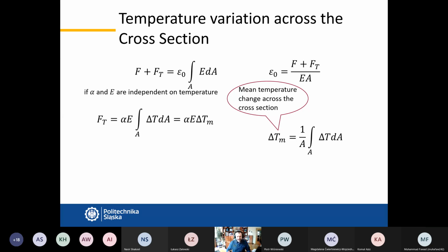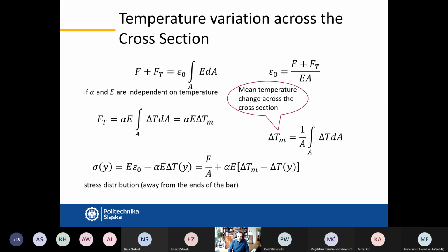So again, the integral average, the mean temperature across the section. It does not depend on x. So in each section, no matter where we are along the object, it is the same mean temperature. So we can calculate the thermal force generated by the temperature rise or temperature drop as alpha E delta Tm, the mean temperature across the section. And the resulting stresses, which are a function of y, so in the vertical direction, then vary.